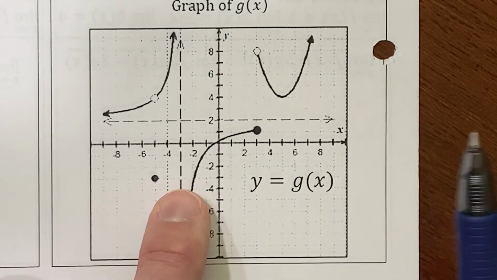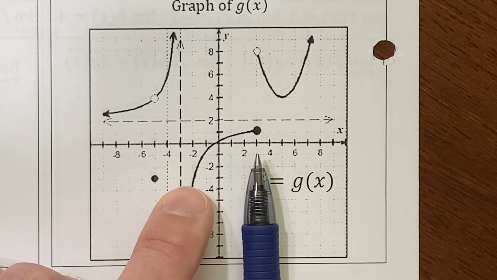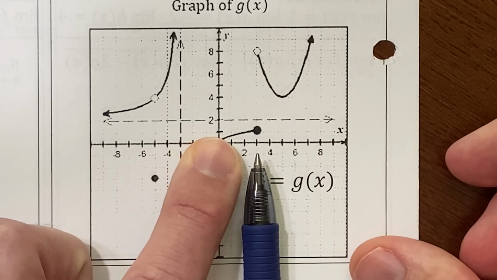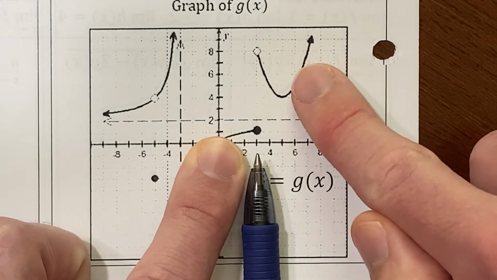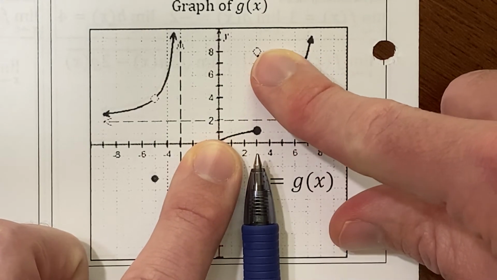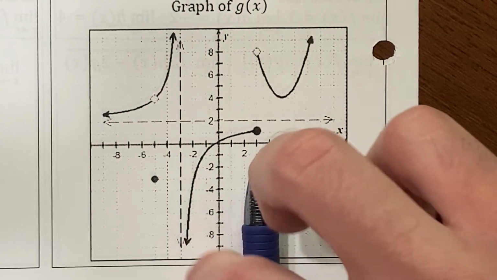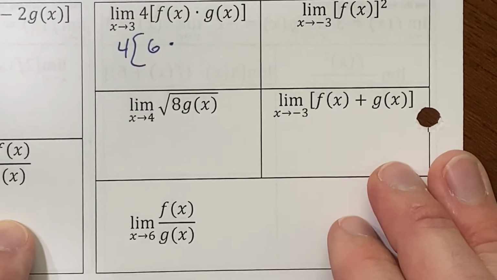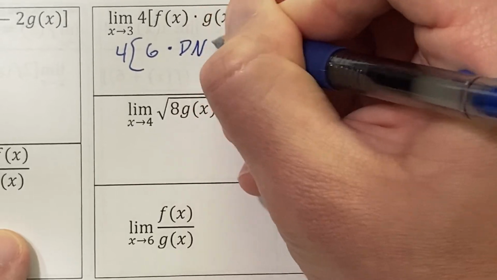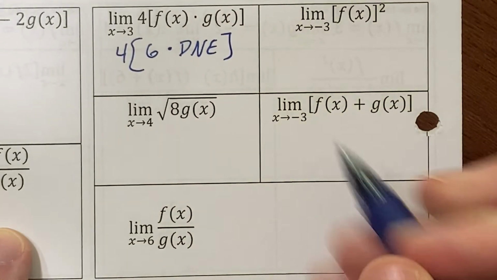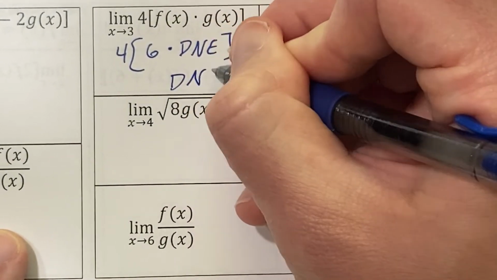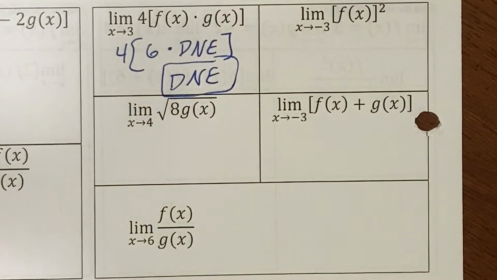Okay, so we're looking right here at x equals 3. From the left, it's getting closer to 1, but from the right, it's getting closer to 8. So that limit does not exist. Therefore, this whole thing does not exist. Okay? So I think that there's one more out of this set that does not exist. So when you're working through these, be careful of that one. Okay? Let's slide down here.